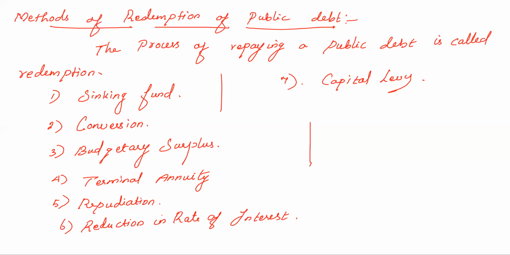Okay, so first one is sinking fund. Sinking fund. So in this method the government establishes a separate fund.